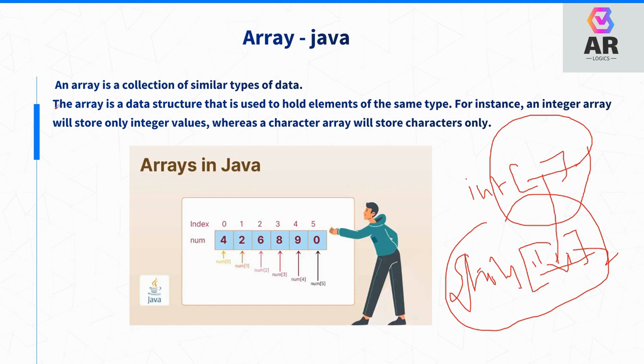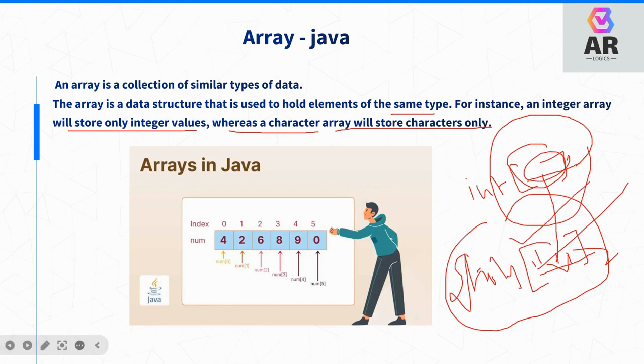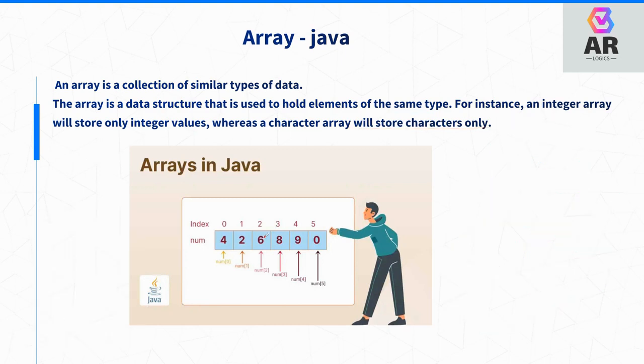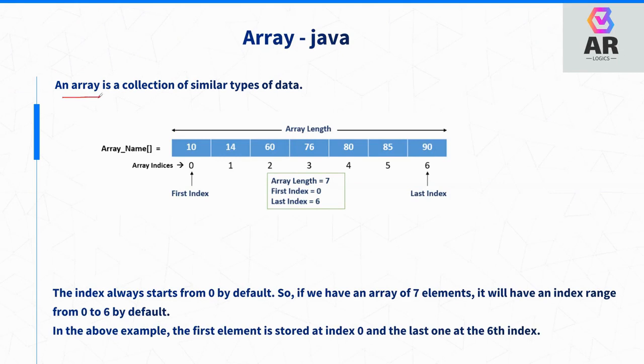An array is a data structure that is used to hold elements of the same type. For instance, an integer array will store only integer values, a character array only character values, and a string array only string values. An array is a collection of similar data.